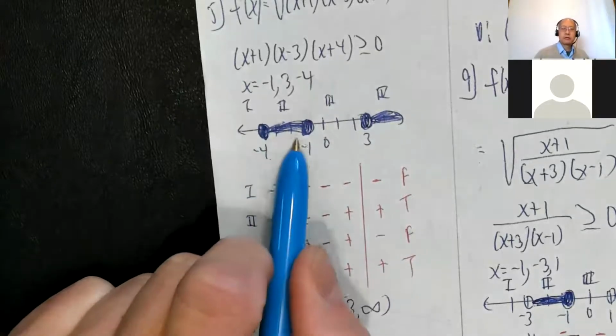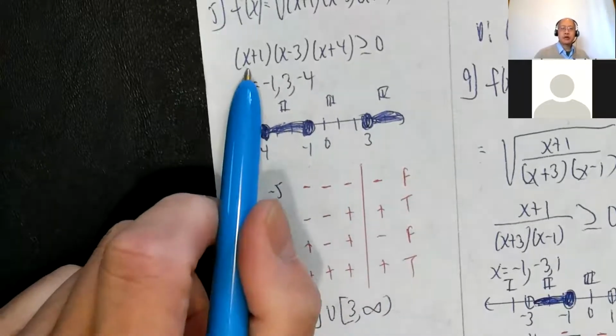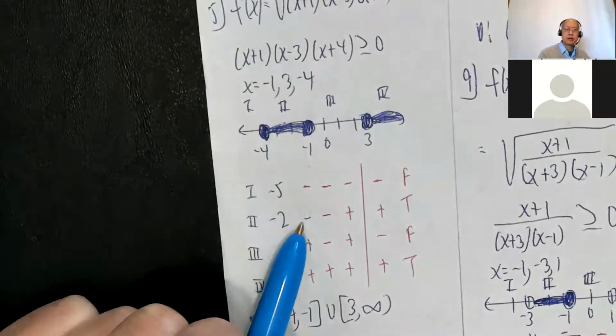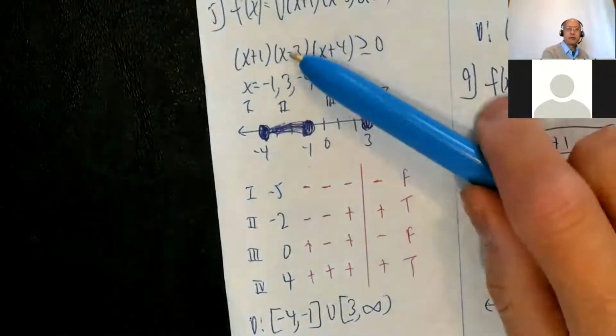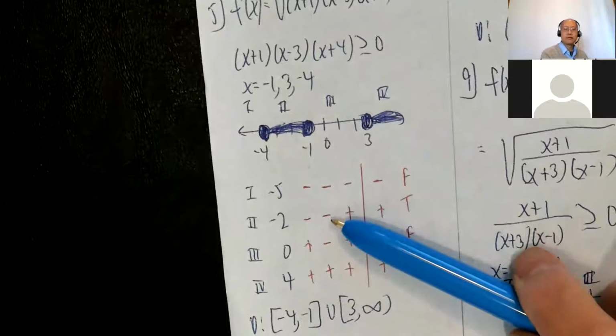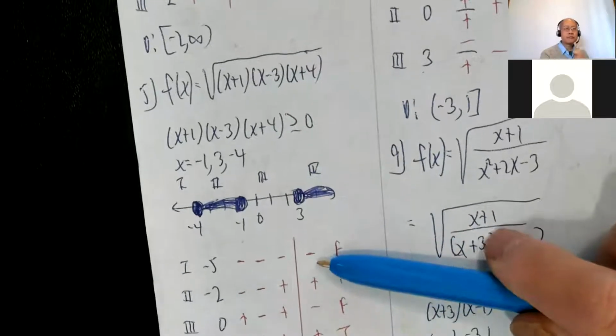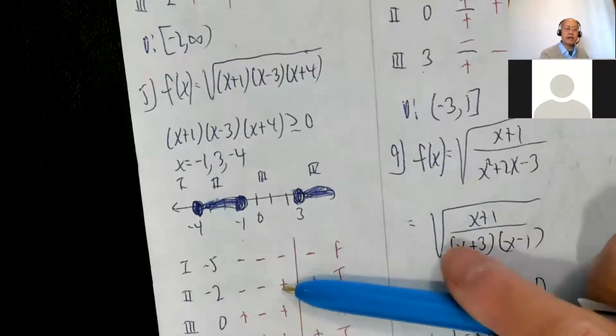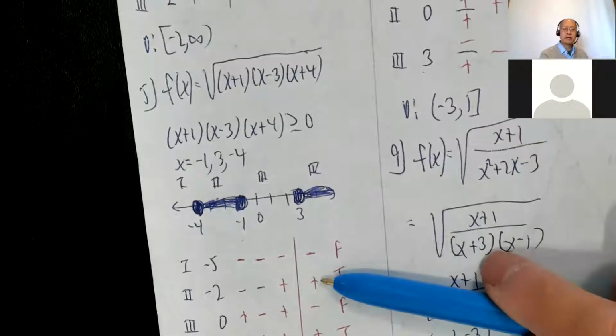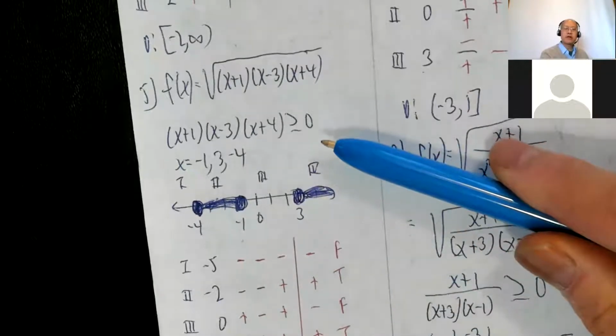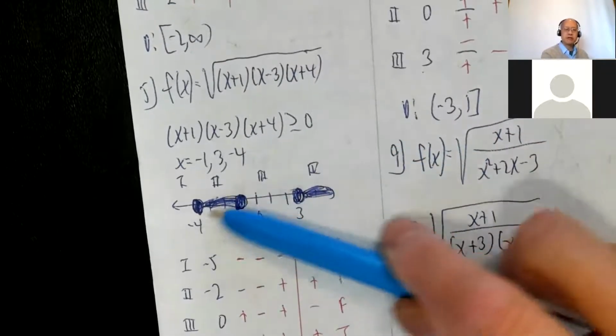Okay, -2. -2 plus 1, negative. -2 minus 3, negative. Whoops. -2 plus 4, positive. So 2 negatives and a positive multiplied together, positive. Positive greater than or equal to 0, that's true. Shade in region 2.